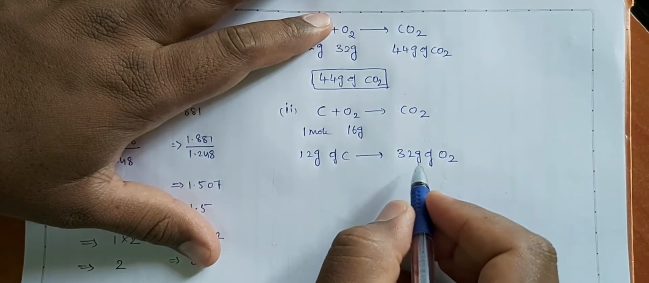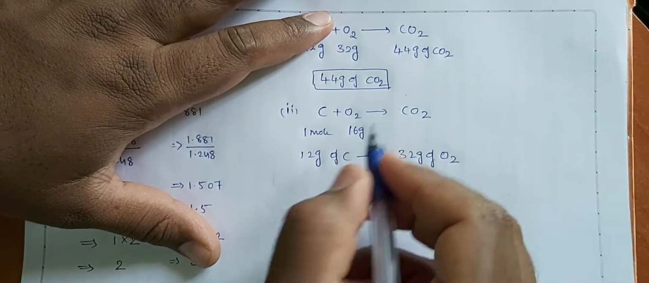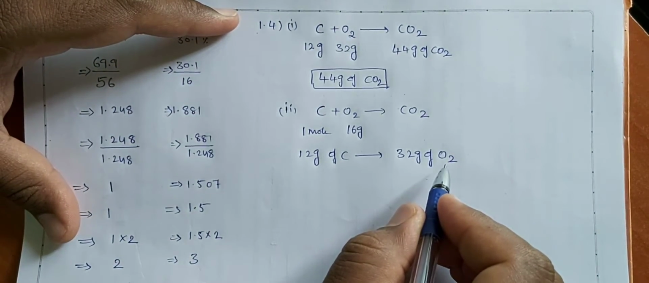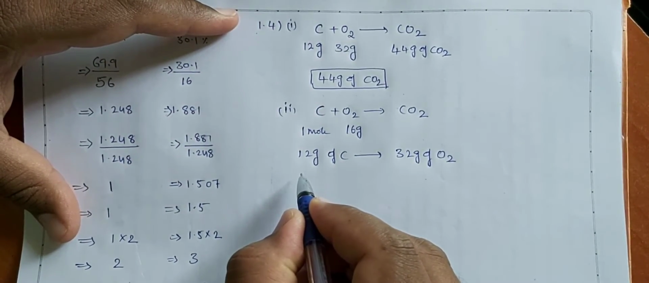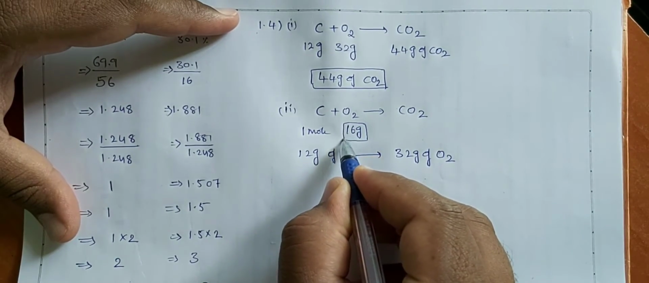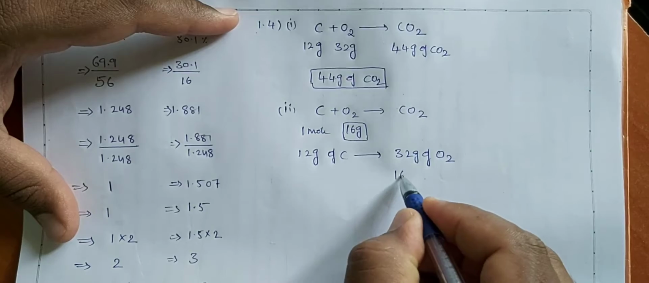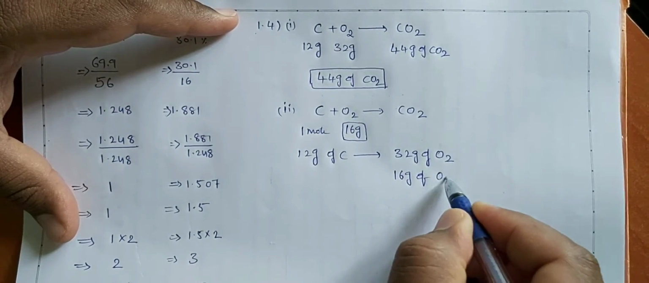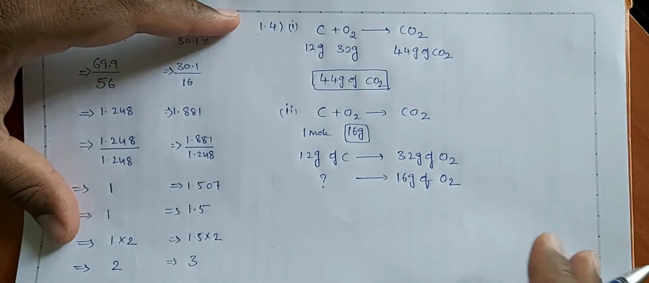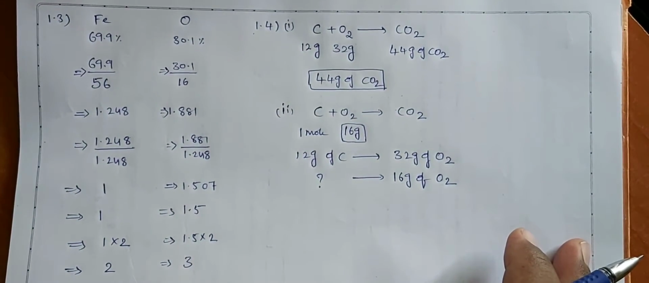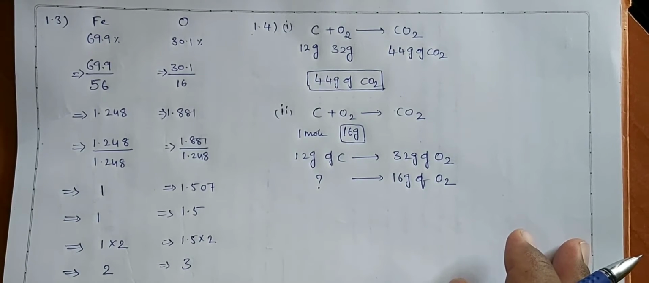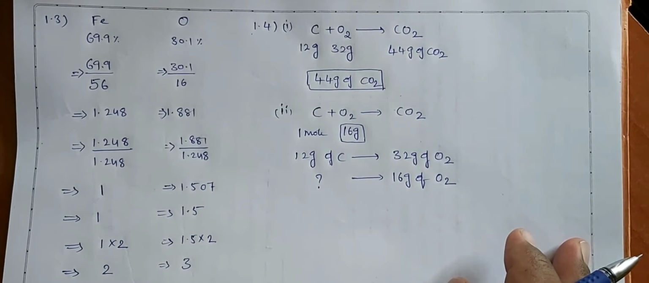Is it okay? According to the balanced equation, 12 grams of carbon reacts with 32 grams of oxygen. But the given amount of oxygen is not 32 grams, it is 16 grams. Then 16 grams of O2 reacts with how much amount of carbon?